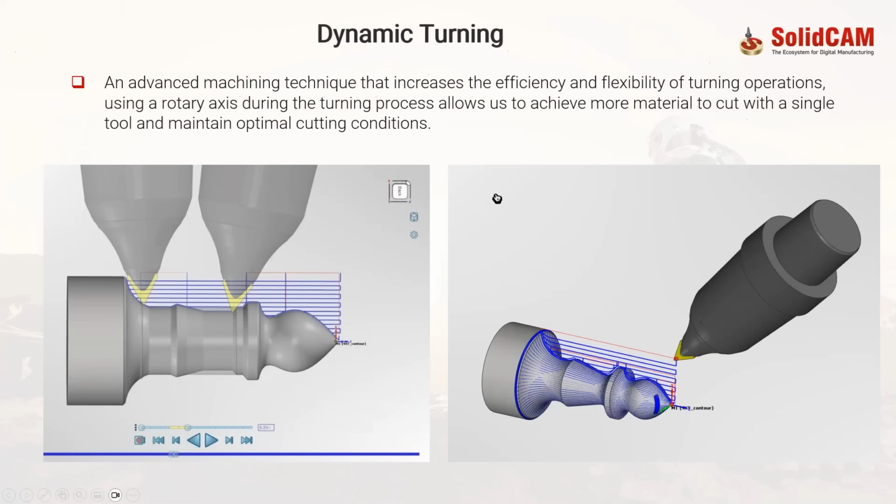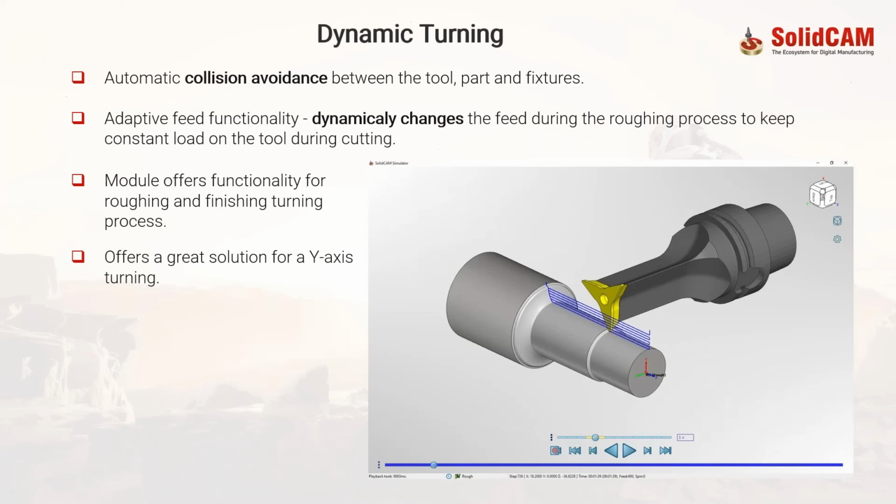Dynamic turning, an advanced machining technique, increasing efficiency and flexibility. Of course, you are tilting your tool. That's why it is so beneficial. Here you can see an example done in the XZ plane, right? But over here, I can also show you that we can support it also in the YZ plane. So it dynamically changes the feed, also the angle. It supports the roughing and finishing process. It has automatic collision avoidance between the tool, part, and fixtures.